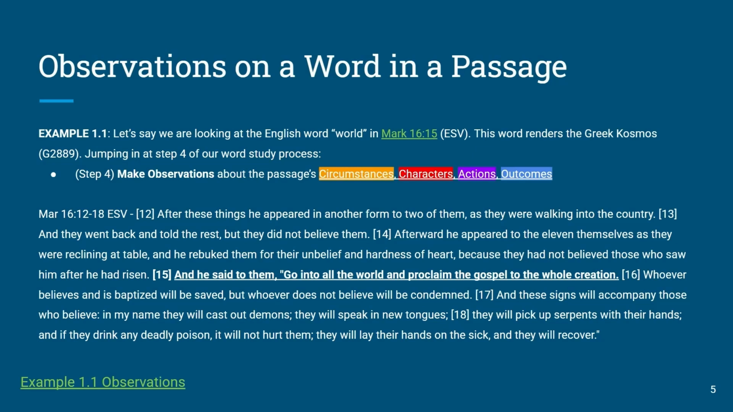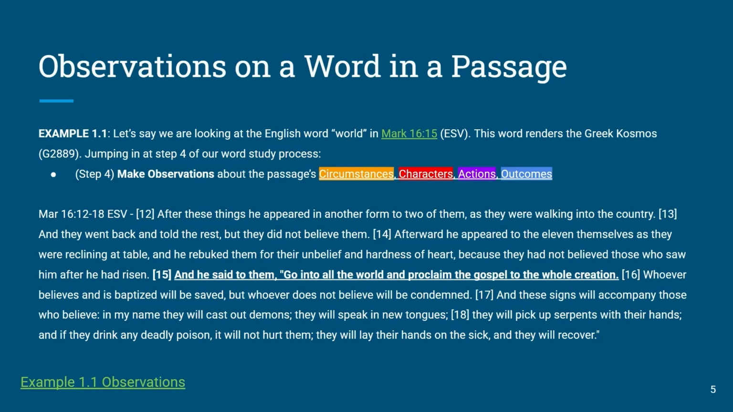And he said to them, 'Go into all the world and proclaim the gospel to the whole creation. Whoever believes and is baptized will be saved, but whoever does not believe will be condemned. And these signs will accompany those who believe. In my name they will cast out demons. They will speak in new tongues. They will pick up serpents with their hands, and if they drink any deadly poison, it will not hurt them. They will lay their hands on the sick, and they will recover.'"